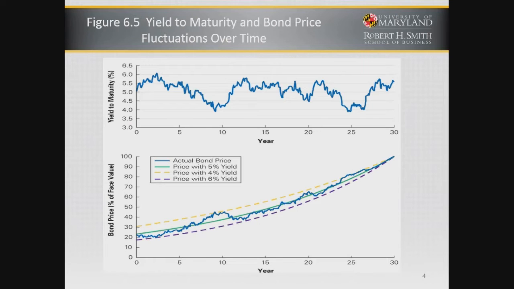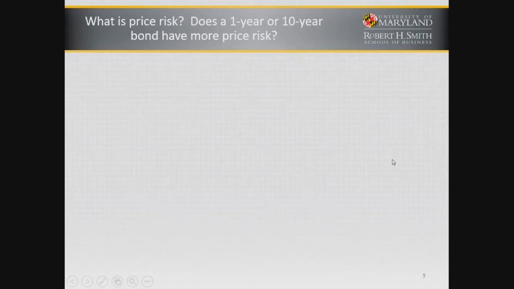Here, in this color blue, the yield changes over time, and that gave us the bond prices over time in this same color blue. If yields were 6%, you can see bond prices would be lower. If yields were 4%, bond prices would be higher. At maturity, the bond price will equal the face value.